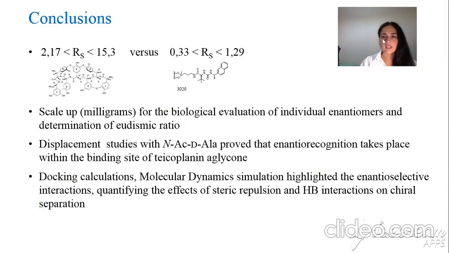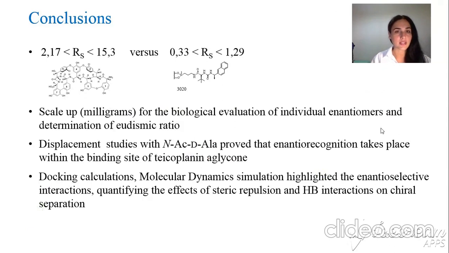In conclusion, with the teicoplanin aglycon stationary phase, we have higher resolution values, and in this way we can do the scale up for the biological evaluation of individual enantiomers and determination of the eudismic ratio. Displacement studies proved that the enantiorecognition takes place within the binding site. And finally, docking calculation and molecular dynamics highlighted the enantioselective interaction, quantified the effects of steric repulsion and hydrogen bonding interaction on chiral separation.